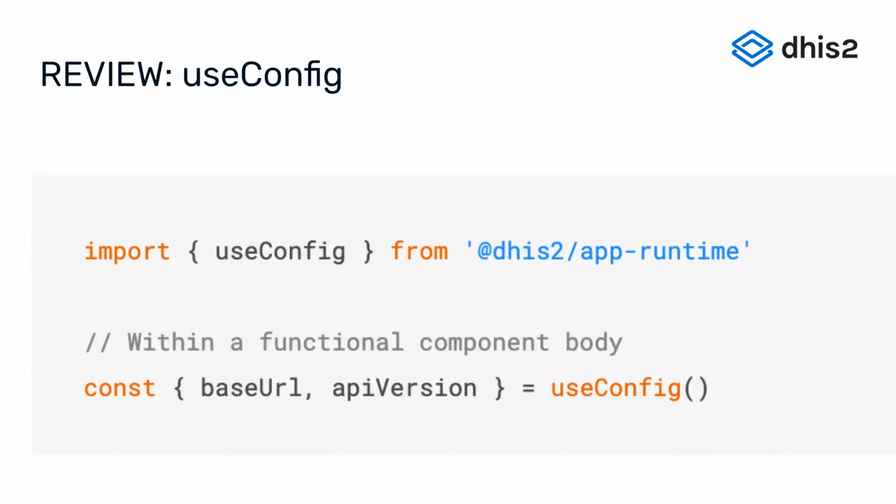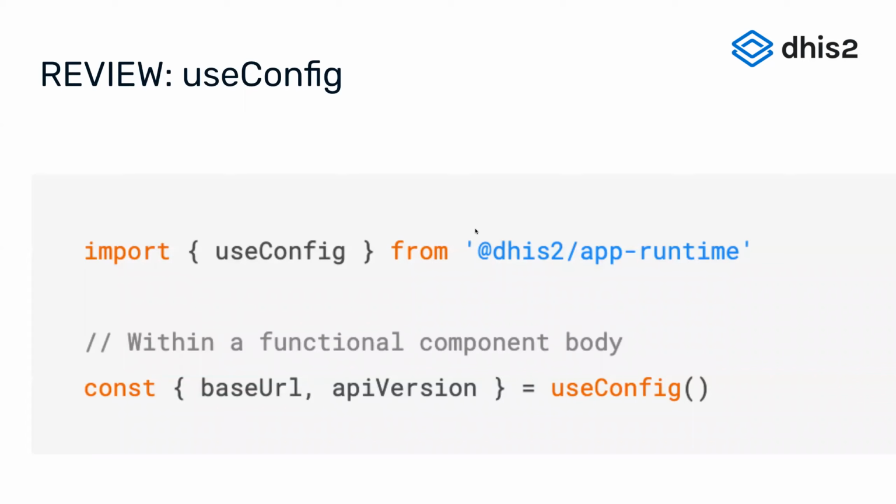The other piece of the DHIS2 app runtime that is not covered very often, or not very well known maybe, but can be very useful actually, allows you to access those variables that you set in the provider or that are set for you by the app platform. And those 2 variables are the base URL and the API version for now. There will be additional configuration variables that are passed throughout your application using the use config hook.